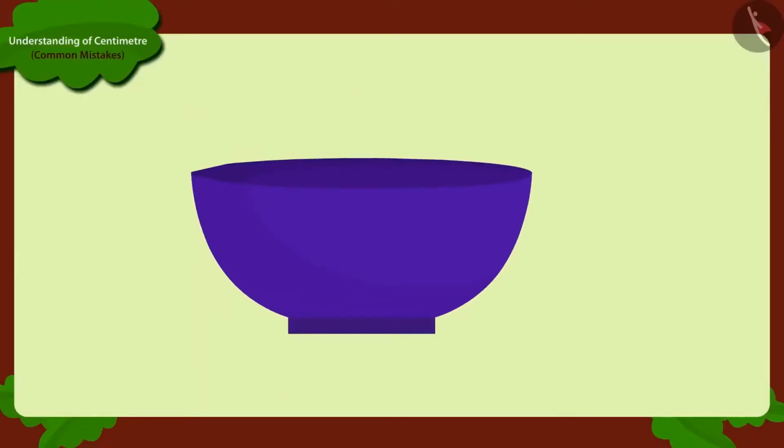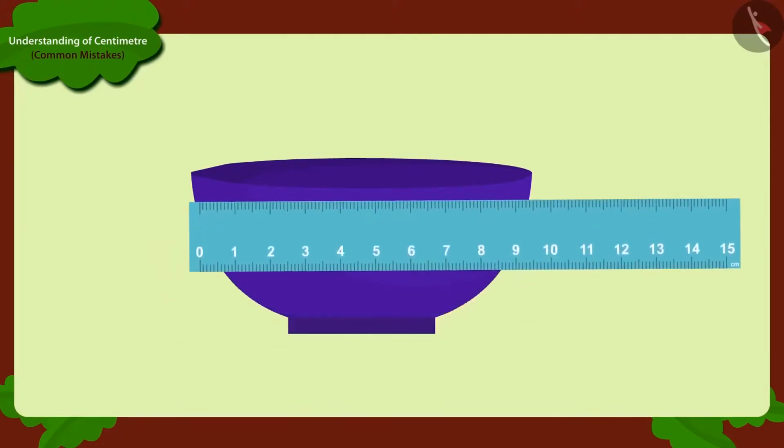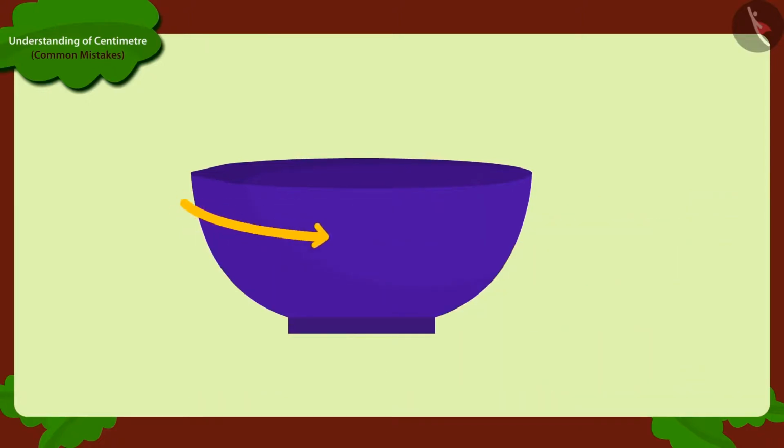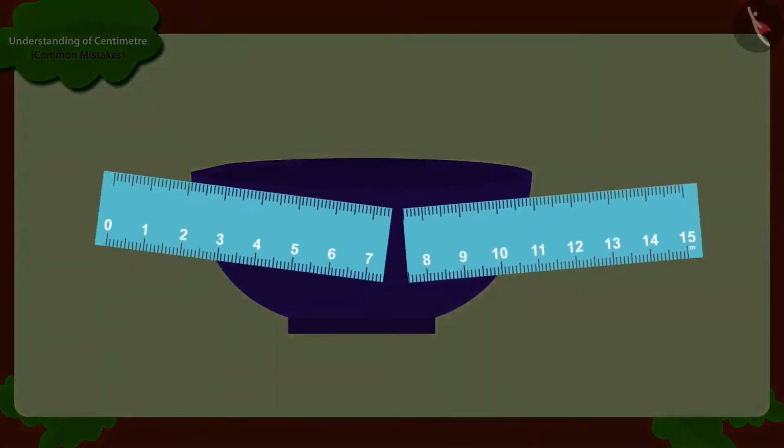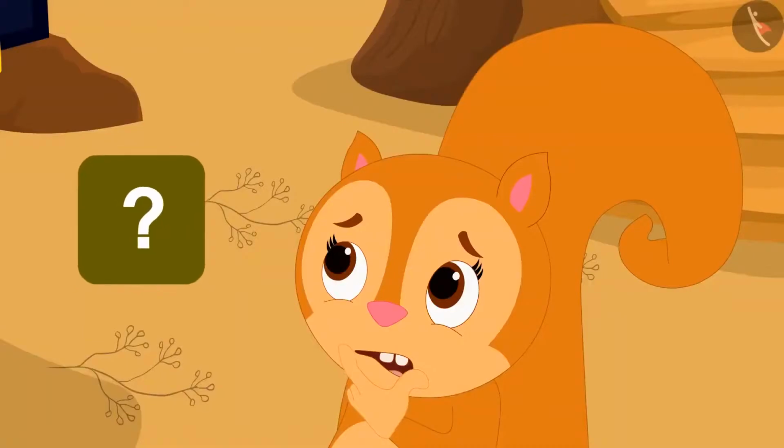Kids, if we want to measure any curved object, we cannot measure it by placing it next to the ruler, because we cannot measure its full length by doing so. Its curved portion and rear side measure are omitted, and the ruler can also break. Then, how do we do this?